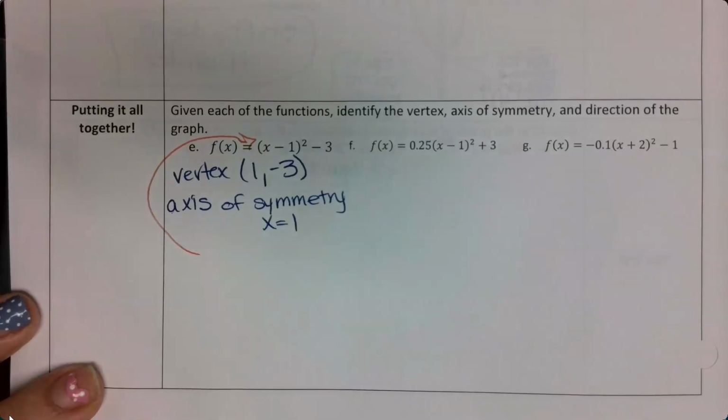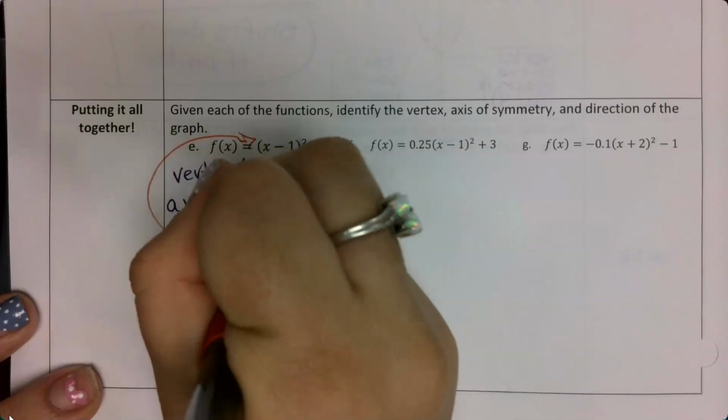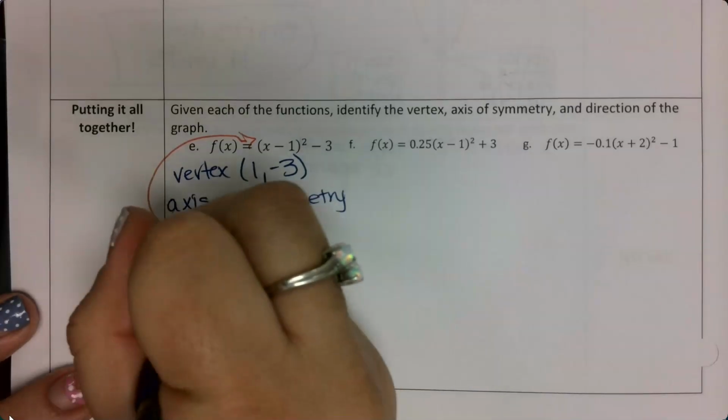Okay, so notice I have no number out in front of my graph. This means it's positive. So the graph is going to open up.